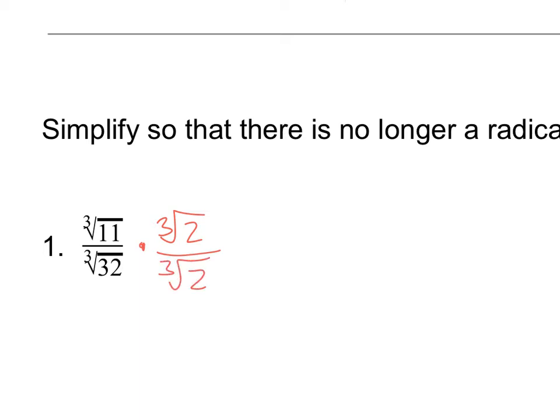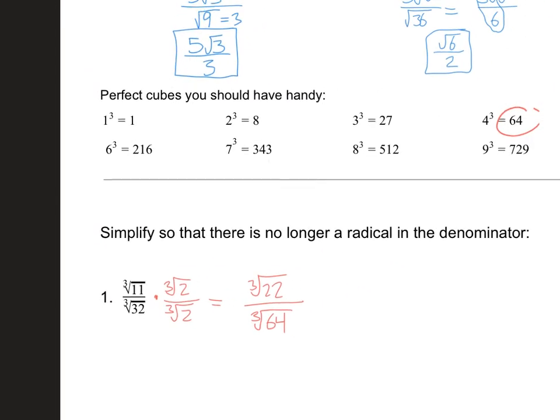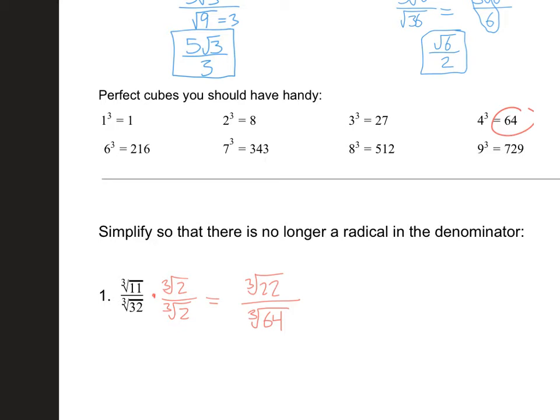And so what's going to happen here is I'm going to multiply across, and so I'm going to get the cube root of 2 times 2 over the cube root of 64. Now, again, the cube root of 64, that's a perfect cube. That's right up here, staring at me right here. So I can simplify that very easily.